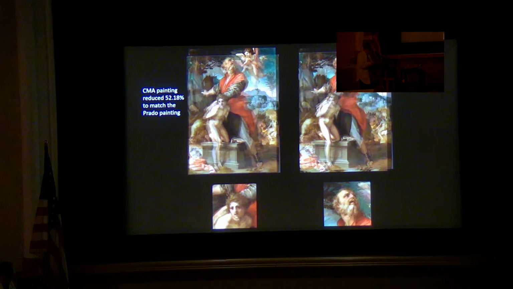The position of Isaac's lower body, and in particular his leg, is moved up and to the right in the Prado version. This indicates some shifting of the drawing during the transfer procedure, as well as changes made during the painting process in the reduced Prado version.